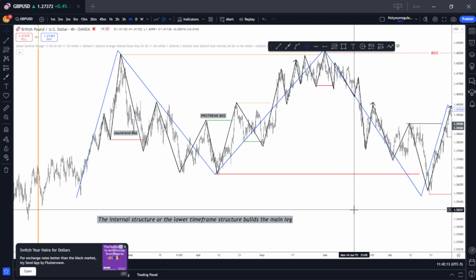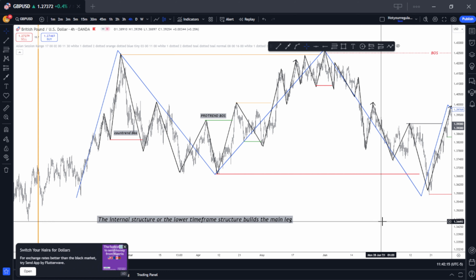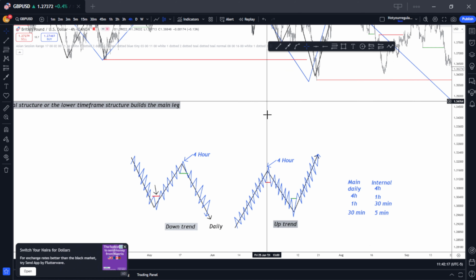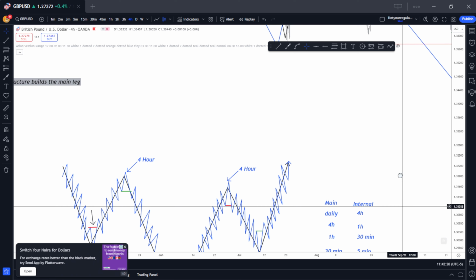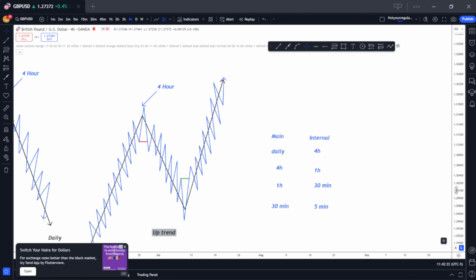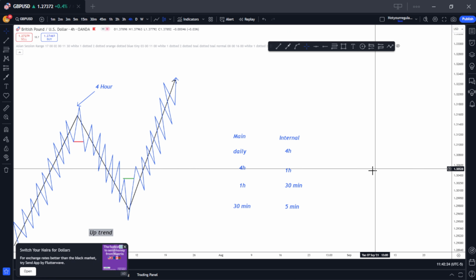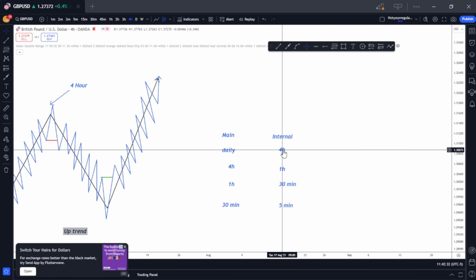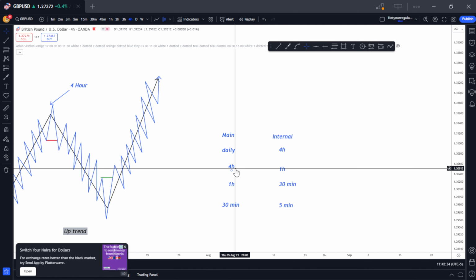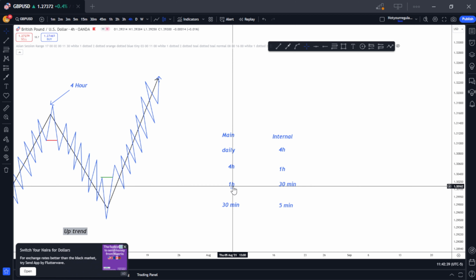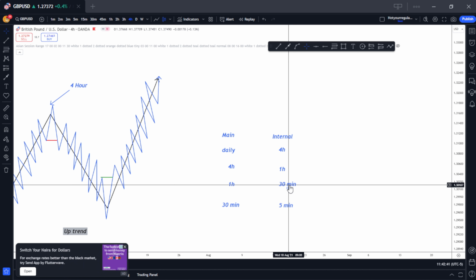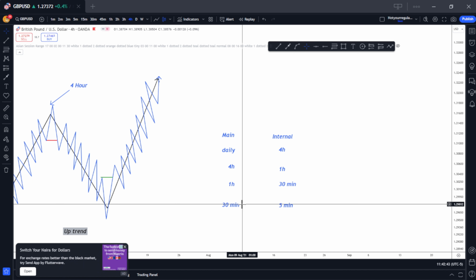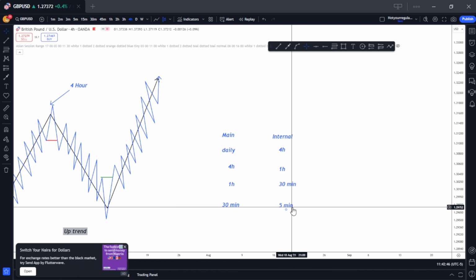So I would advise that when you want to trade, you only identify your main and internal structure. That way you don't get lost in where you are in the trend. For example, if my main structure is the daily, my internal structure is the 4 hour. If my main structure is the 4 hour, my internal structure is the 1 hour. If my main structure is the 1 hour, my internal structure is 30 minutes. If my main structure is 30 minutes, then my internal structure is 5 minutes.